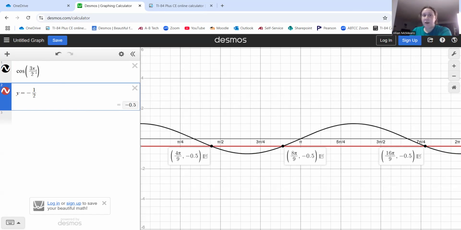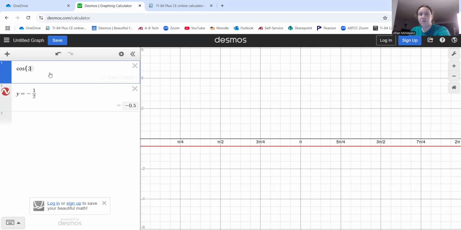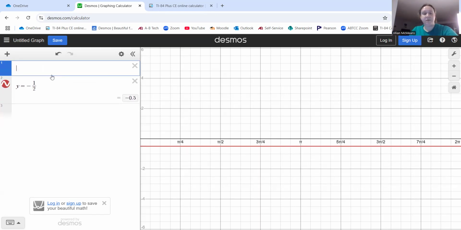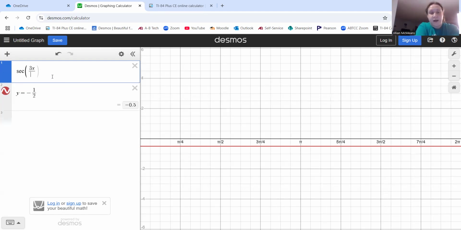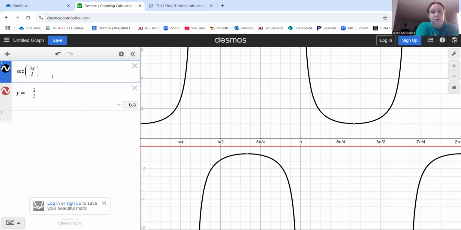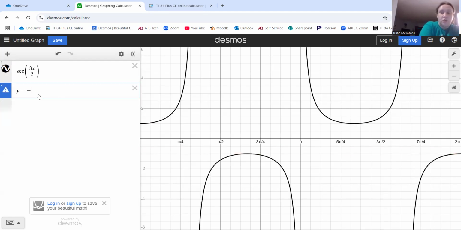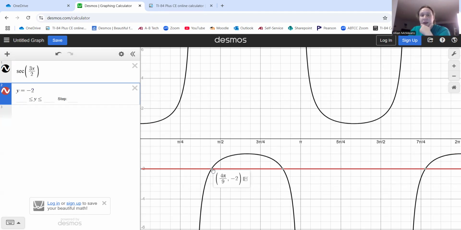And if we want to be really thorough, remember the original graph that we had was secant. So we had secant of 3x divided by 2, and it needed to intersect the line y equals -2. And it does at 4 pi over 9, 8 pi over 9, and 16 pi over 9. So you can see here that we proved that the reciprocal functions are going to give us the same values for theta. Okay, so let's go back to the worksheet.